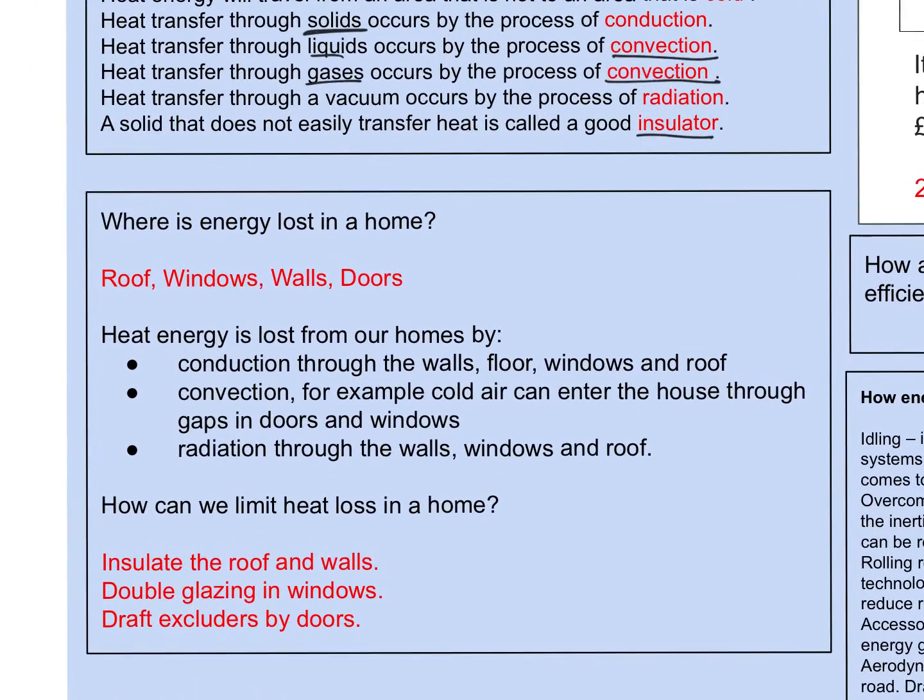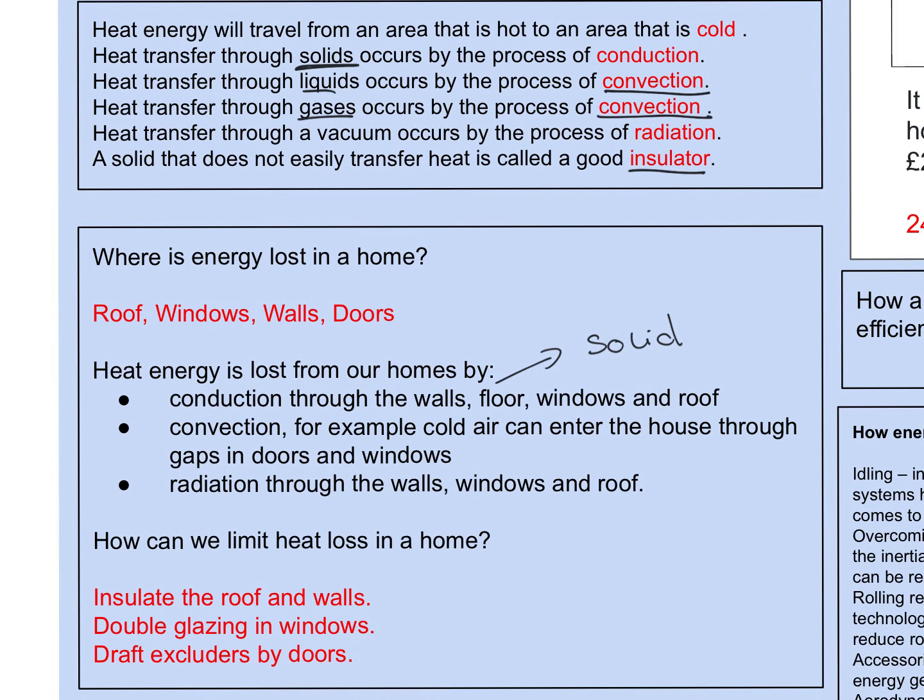Where is energy lost in a home? Roof, windows, walls and doors. Heat energy is lost through conduction, through the walls and the floor, because that would be solid. Convection is when cold air enters the home through the gaps in the windows and the doors, and then radiation through walls, windows and doors. Radiation, remember, occurs in a vacuum, which means there are no particles.